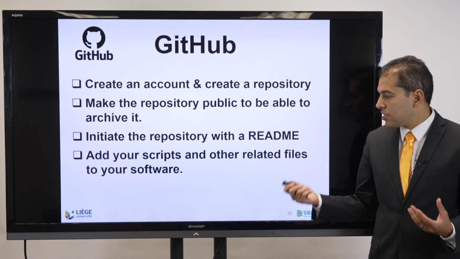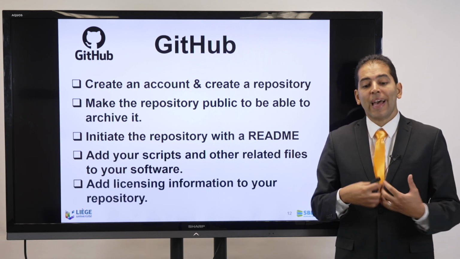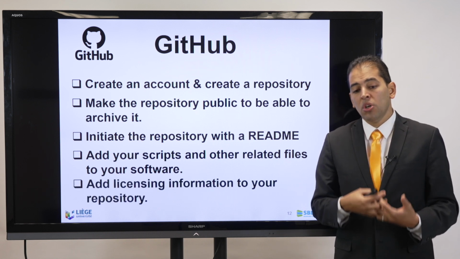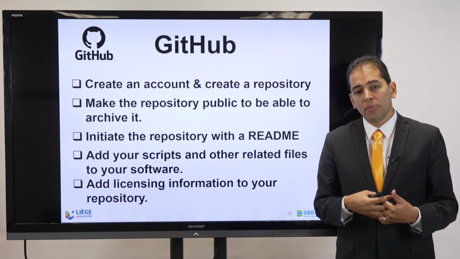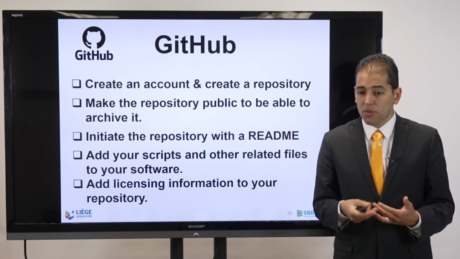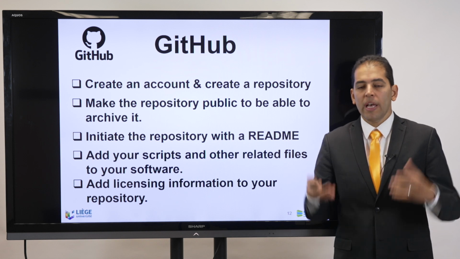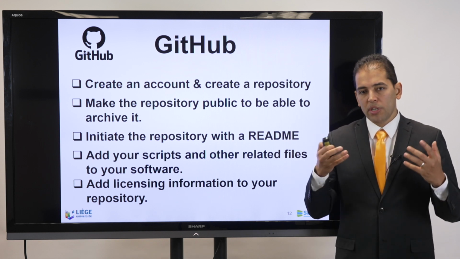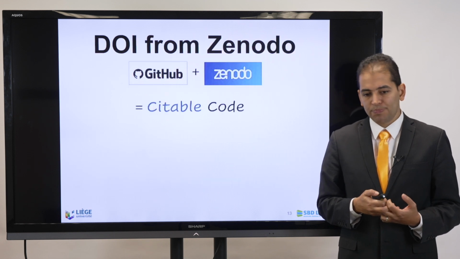Then you can add your scripts and other related files to your software. And finally, you can add the licensing information that you would like to your repository. For example, any Creative Commons license. If you want to know more, you can check a video I previously presented on Creative Commons. So this is the first step. First, start with GitHub and embed your code, or insert your code, in GitHub as an entry.